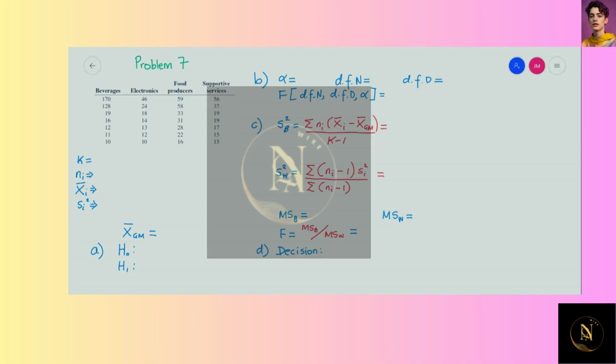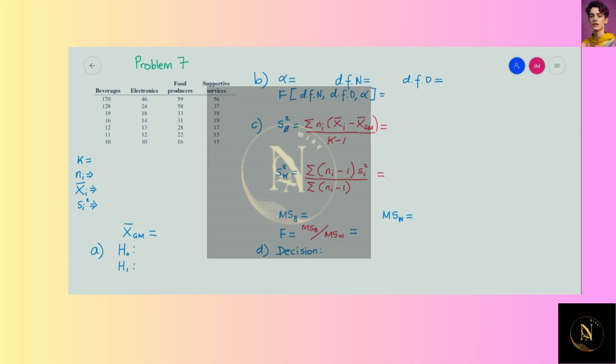In problem 7, we have some data that shows the yearly budgets for leading business sectors in the United States. We're going to find out if there's a significant difference in the mean budgets of the business sectors at the 0.05 level of significance. All this data is in thousands of dollars.